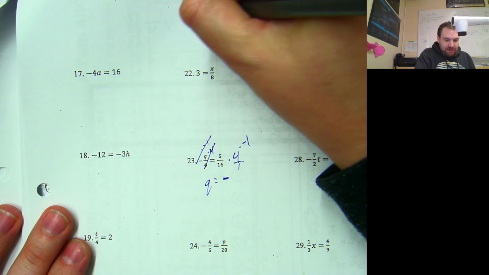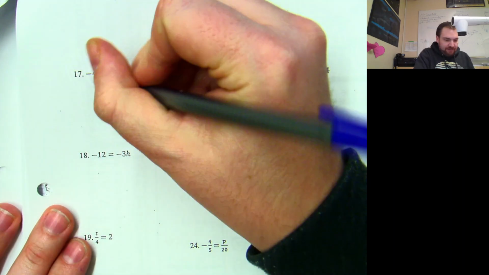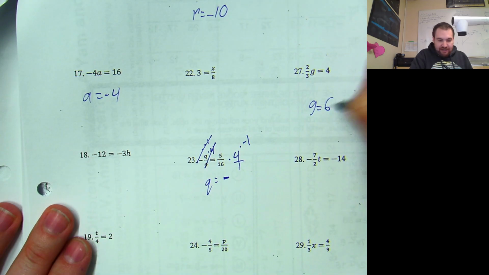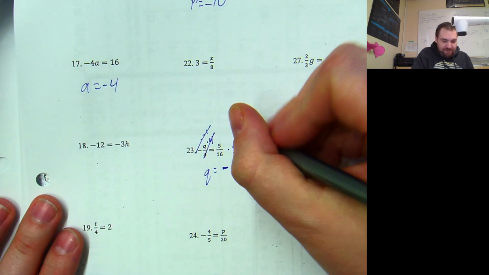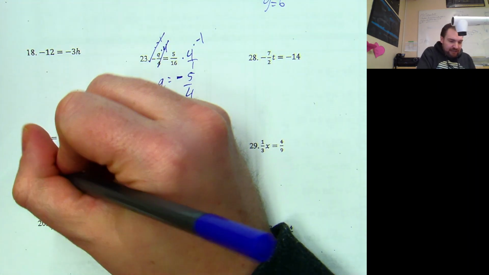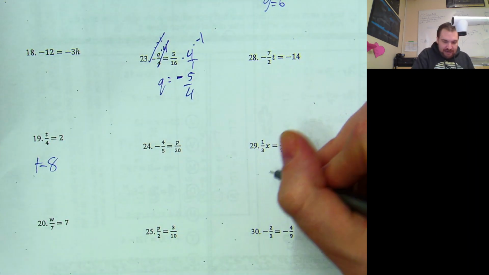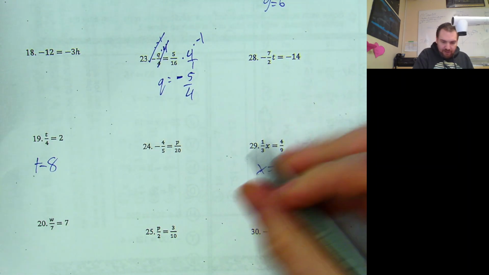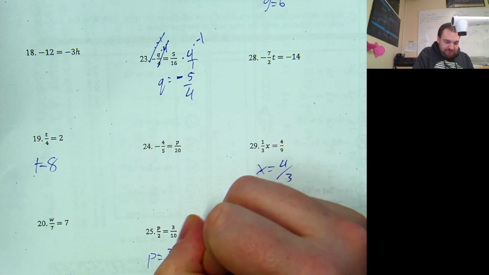21 was R equals negative 10. 17 was A equals negative 4. 27 is G equals 6. 23 is Q equals negative 5 over 4. Number 19, T equals 8. 29 is X equals 4/3. 25 was P equals 3/5.